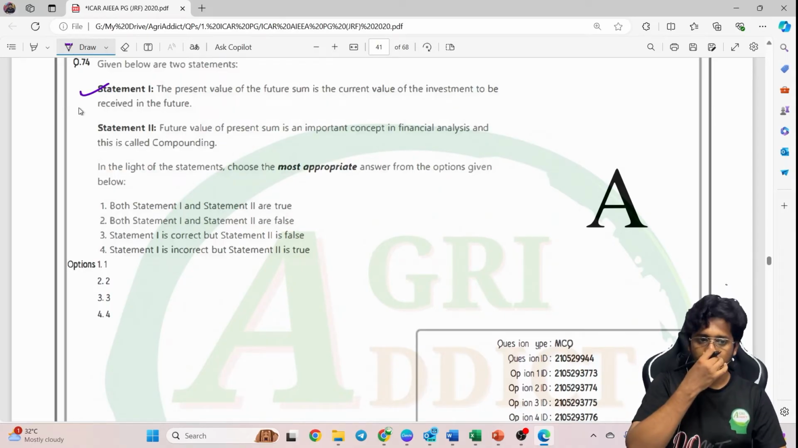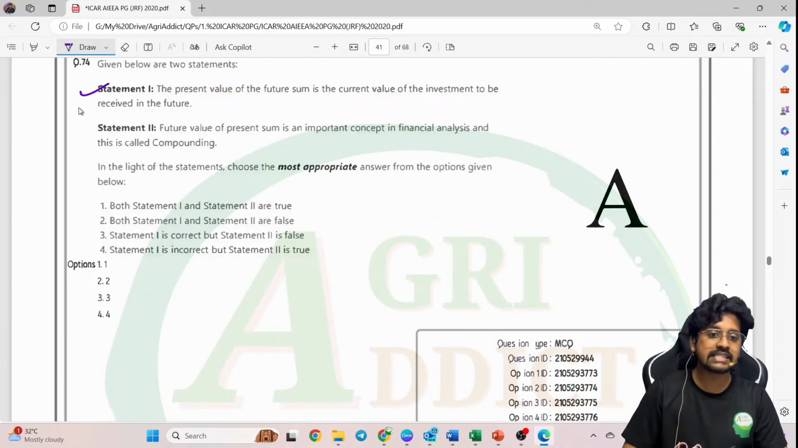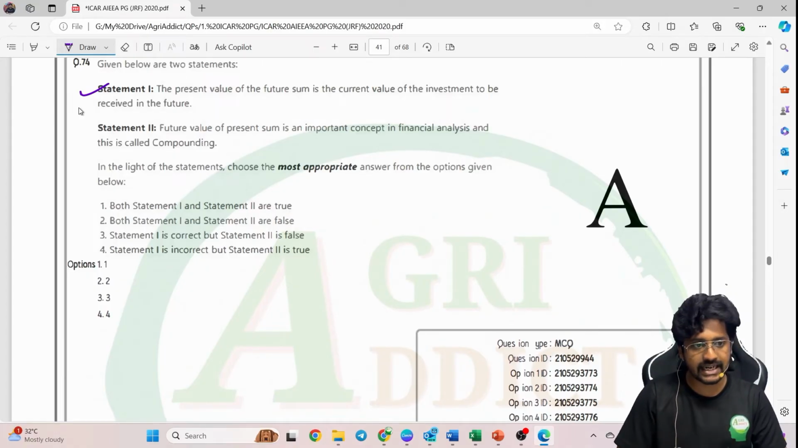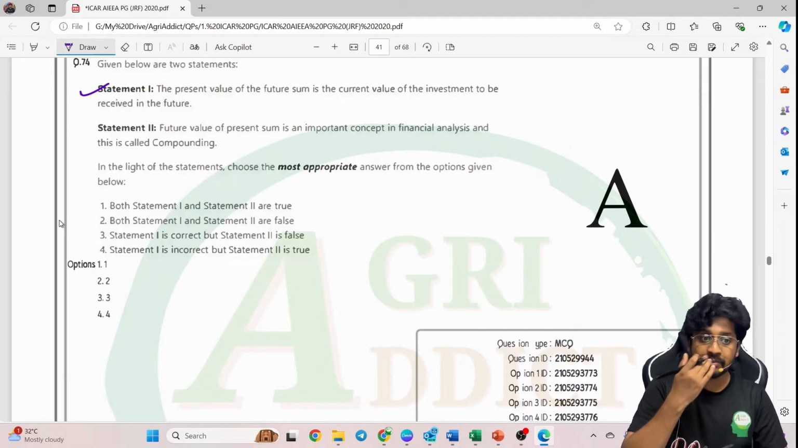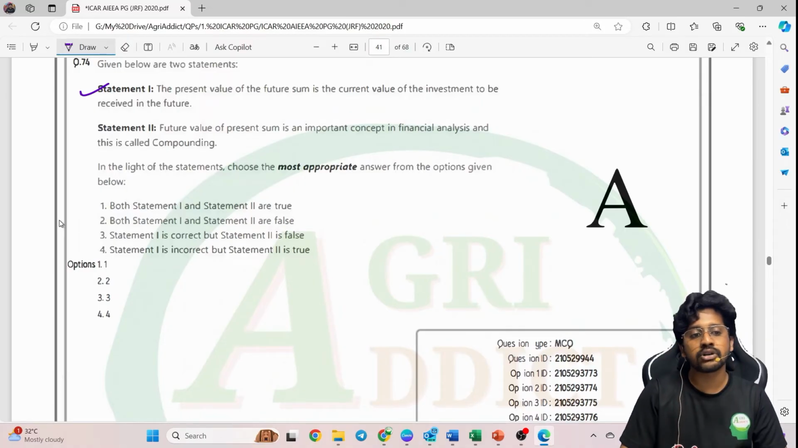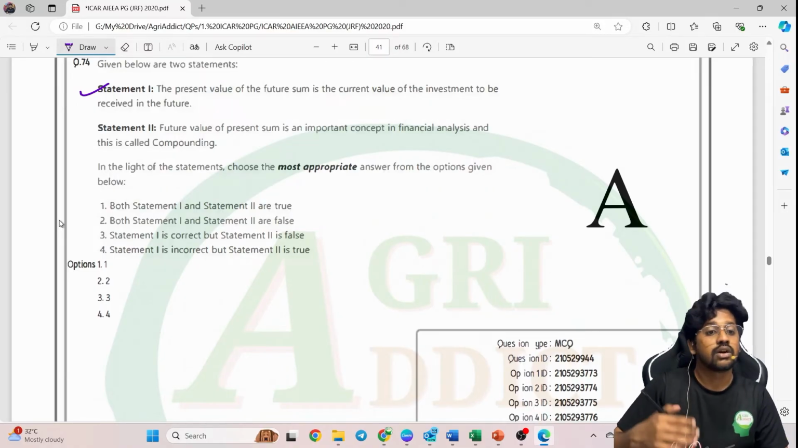What is statement 2? Future value of the present sum is an important concept in financial analysis, and this is called compounding. In the first statement they were discussing the discounting process. In the second statement they are discussing the compounding process. What is the compounding process? Future value of the present sum.